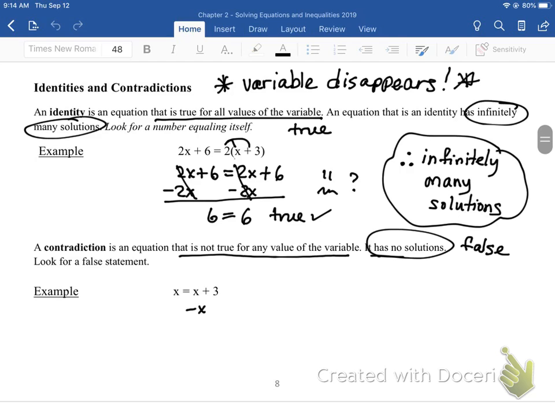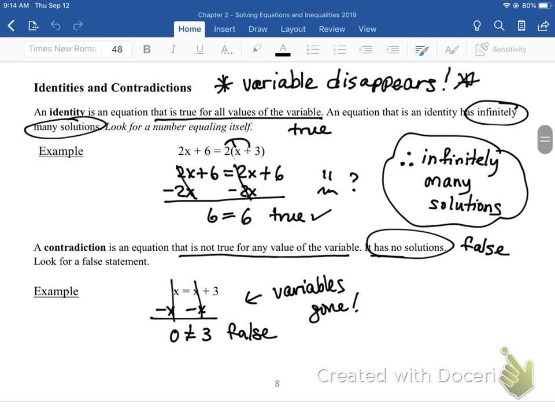Okay? Contradiction is going to go like this. Again, same thing's going to happen. x minus x is 0. Variables are gone. Okay? Always look for the variables gone. The variable's gone, but this statement is false. When that happens, there's no solutions. Okay? Nothing makes it true. There's no number on Earth where that number is equal to 3 more than that number. It's just not going to happen.